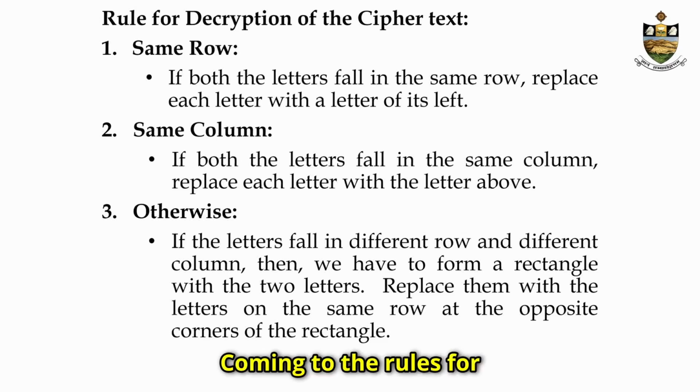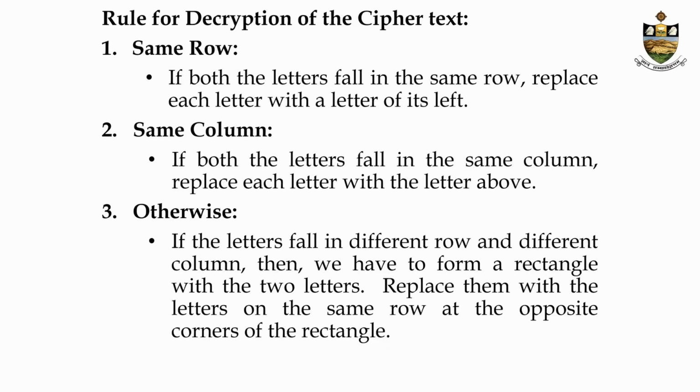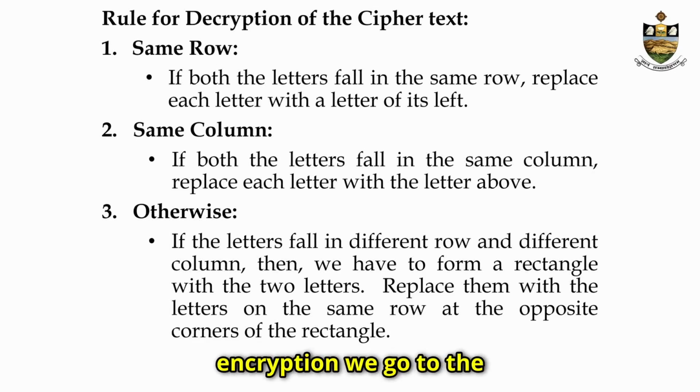Coming to the rules for decryption of the ciphertext in the Playfair cipher, with reference to row and column procedures it is the opposite process. If both letters of the pair fall in the same row, we replace each letter with the letter to its left. In encryption we replace with the right letter; now we are going back to the left letter. Similarly, if both letters fall in the same column, we replace each letter with the letter above it. Whereas in encryption we go downwards, in decryption we go upwards.